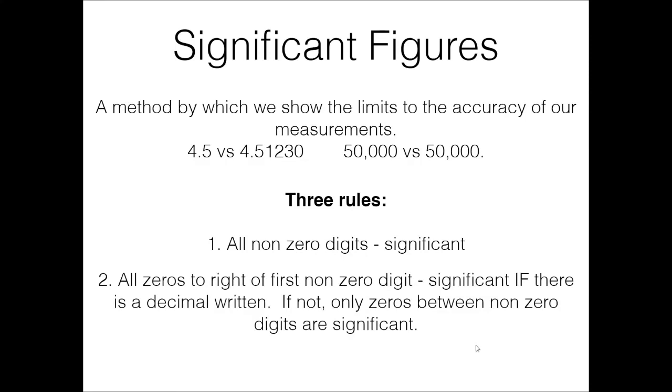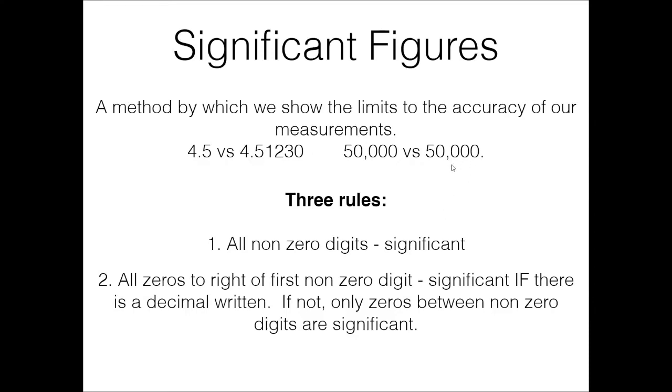Number two, let's talk about the zeros. There's multiple types of zeros. All zeros to the right of the first non-zero digit. For example, this zero here in 4.51230, it's to the right of the 4, the first non-zero digit. It's significant if we have a decimal written. These are called trailing zeros also. Trailing zeros are significant if a decimal is written with the number, okay? If not, only zeros between non-zero digits are significant, okay?